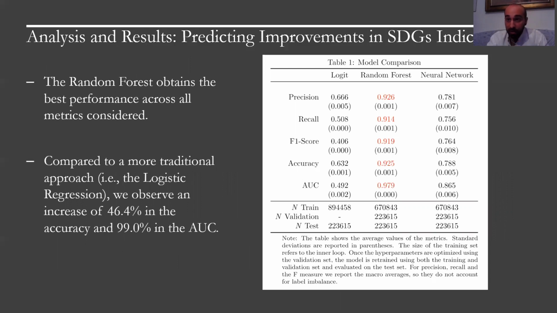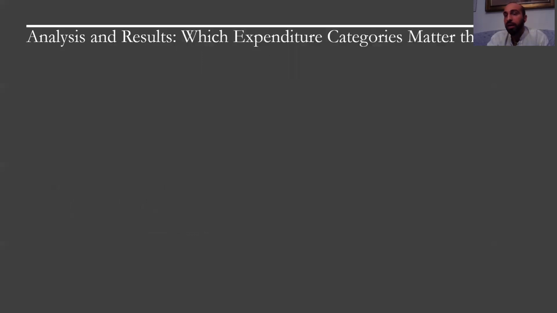Now, if we look at the random forest and we compare it with the more traditional approach, that is the logistic regression, we observe an increase of 46% in the accuracy and 99% in the area under the curve. So, not bad.